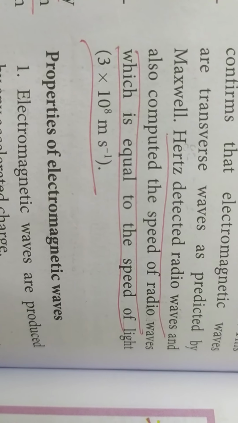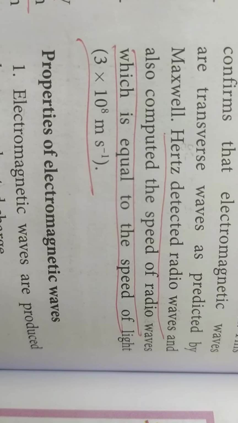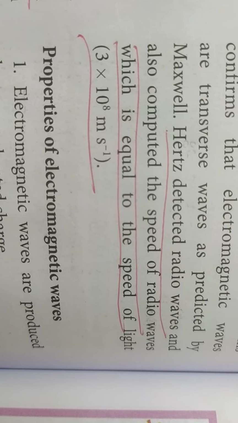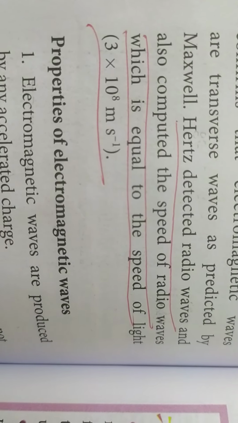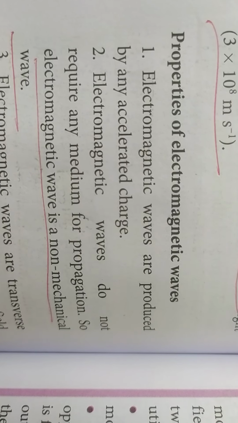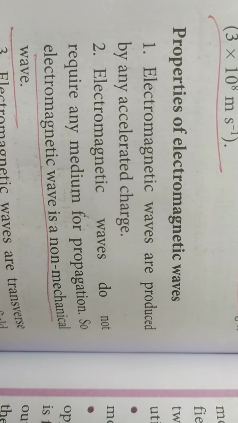Hertz detected these radio waves and they are found to have a speed equal to the speed of light, 3 × 10^8 m s^-1. And next we are going to see about the properties of electromagnetic waves. There are 8 properties in this.